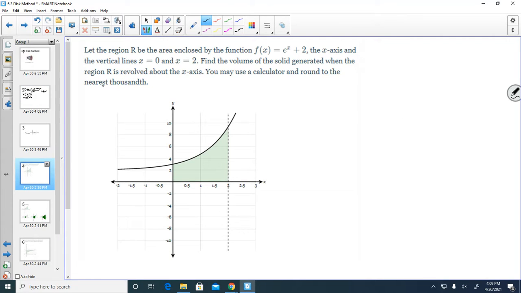So here's our first example. Let R be the region enclosed by the function e to the x plus 2, the x-axis, and the vertical lines x equals 0 and x equals 2. So we're going to find the volume of the solid generated. We have to be careful about what we're reading here because it looks a little bit different than your questions before. When that region is revolved about the x-axis.